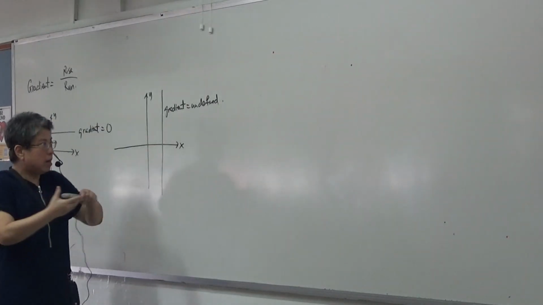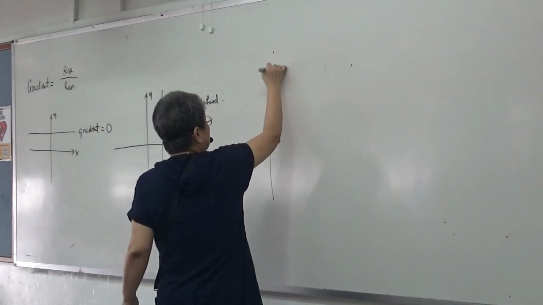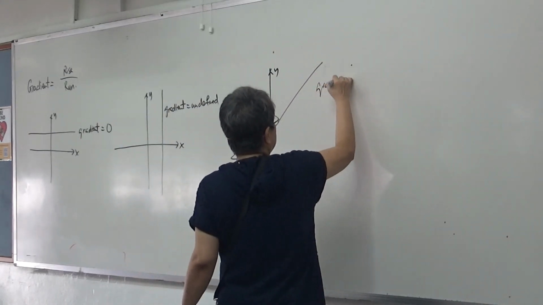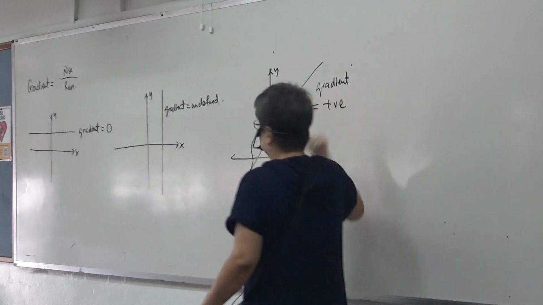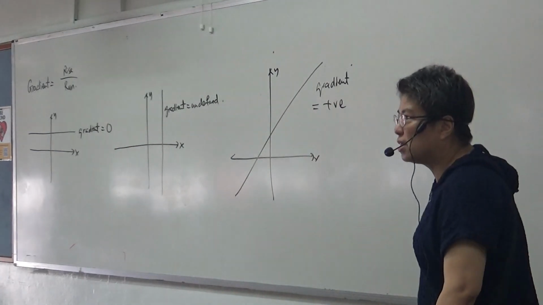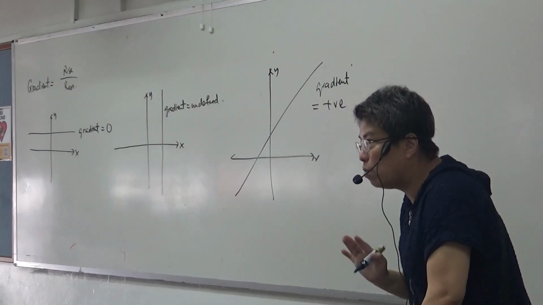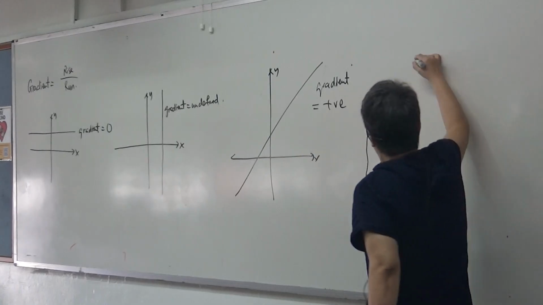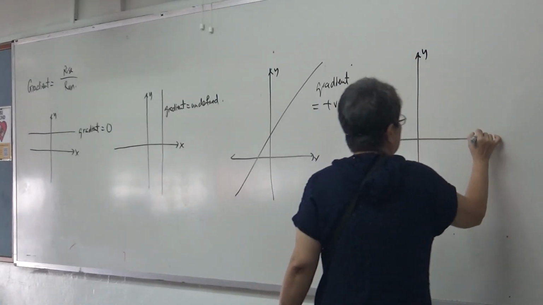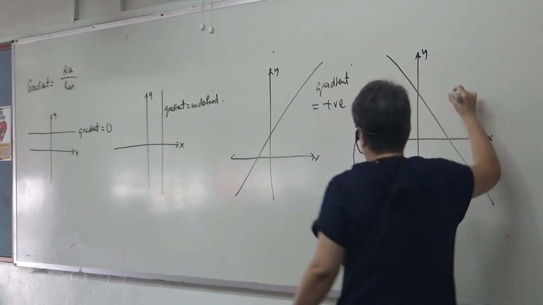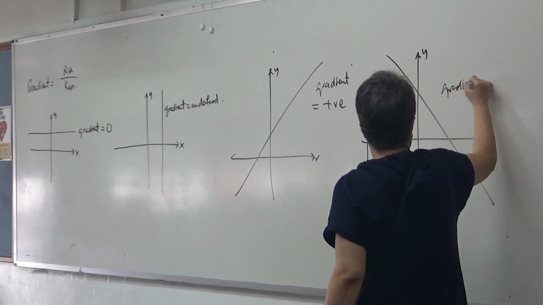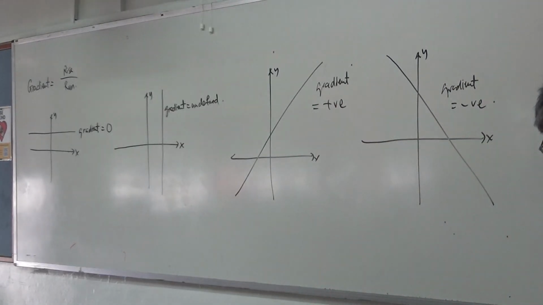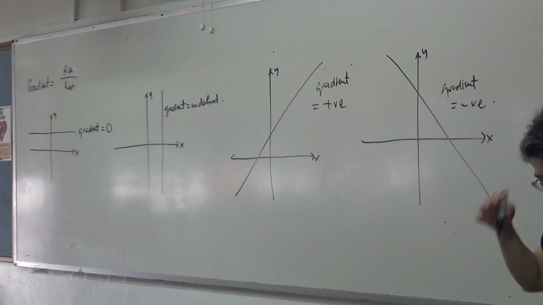Am I right? Now, what if the line slopes this way? Gradient will be what? Positive, because it's slanting this way. This is something that you must know because it will be translated in your A-Maths chapter 9 again. Okay? Now, what if the line slopes this way? Negative. Yes. Gradient will be negative. Okay? Take down these 4 diagrams.